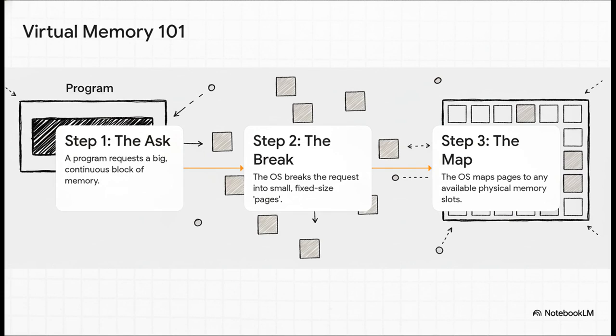Here's how it works. A program asks for a big, continuous block of memory. But the operating system, behind the scenes, is super clever. It breaks that request up into tiny, fixed-sized pieces called pages.